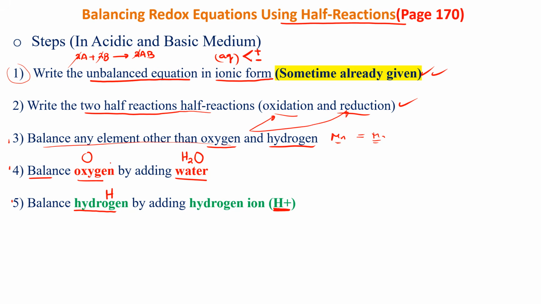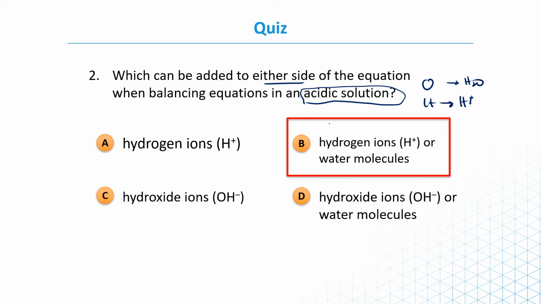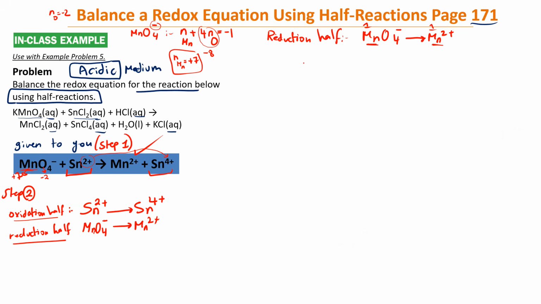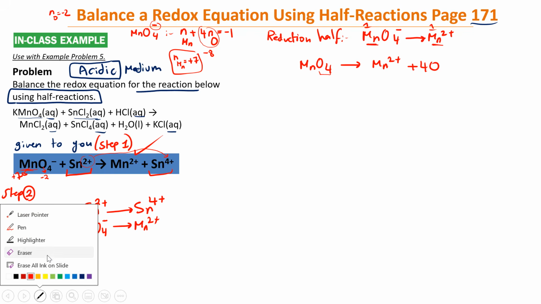Okay? The next step, you balance oxygen if you have it by adding water. So what does that mean? I will have MnO4⁻ giving Mn²⁺. How many oxygen atoms do I have here? 4, right? So what should I do? You might think I should put plus 4O, right? And that's it. No. We balance it by adding water.